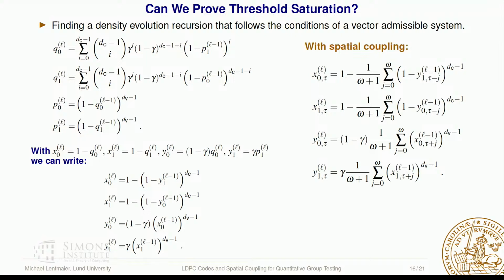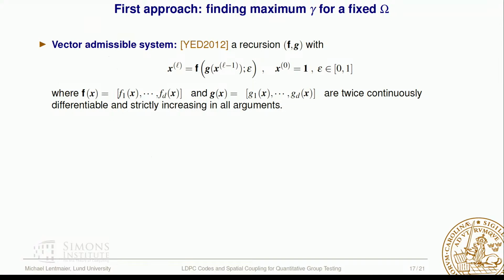Now we want to check, can we fulfill these conditions of a vector admissible system? We need a vector system because we have these two cases, the conditioning on the variable nodes that we had. Actually, we first tried to even find scalar recursions by alternating and things like that, but then we figured out that it doesn't correspond to the original matrices that we have. So we played quite a bit with it to get there.